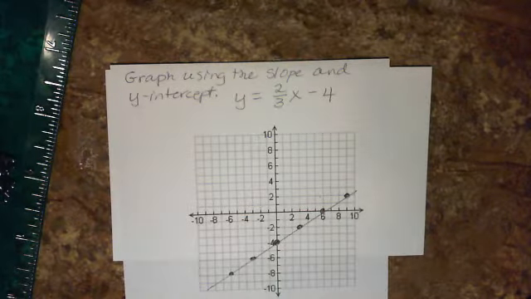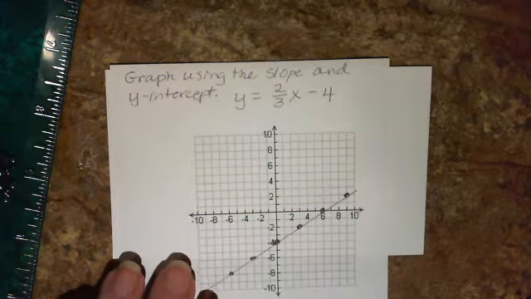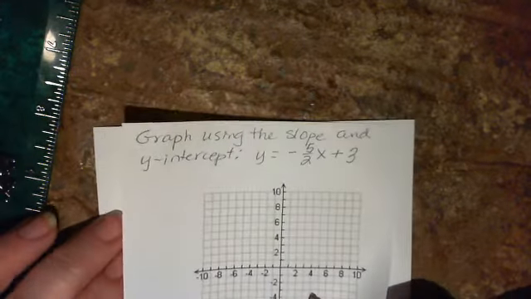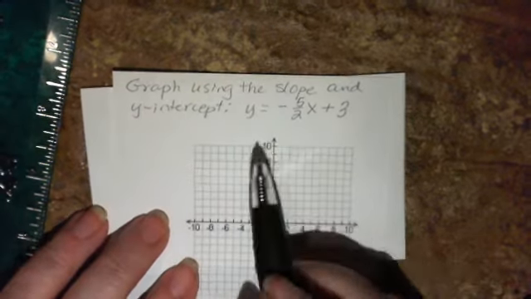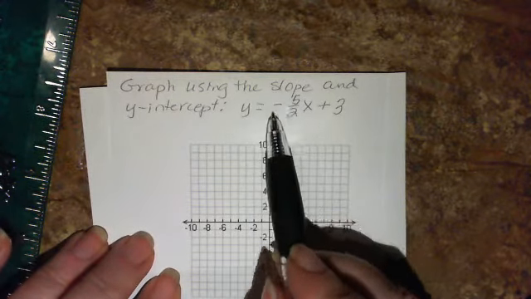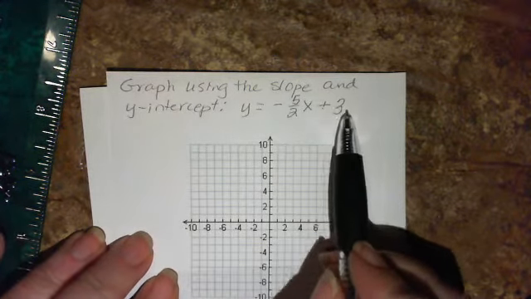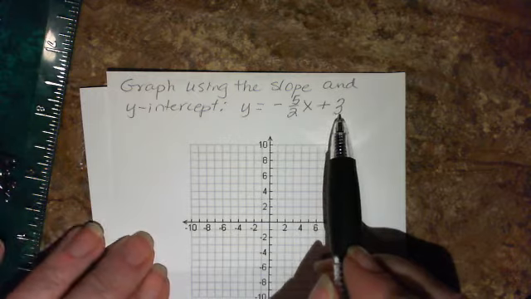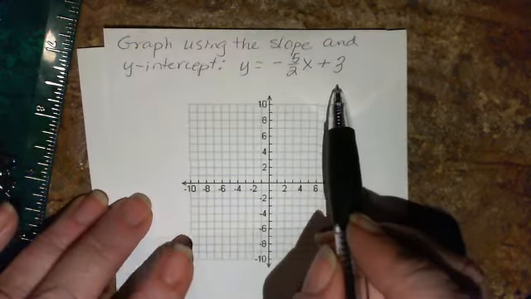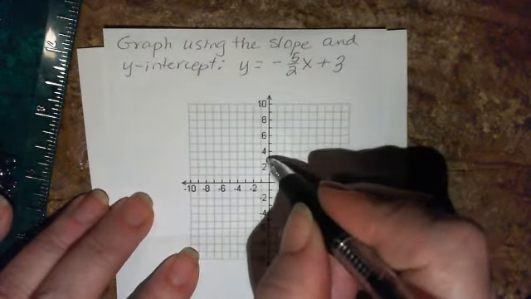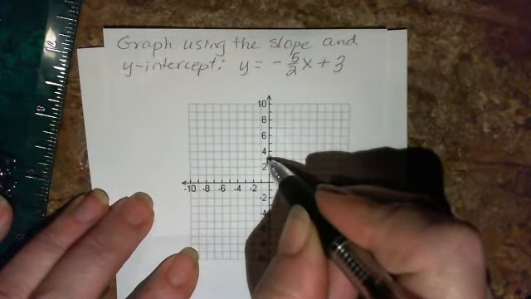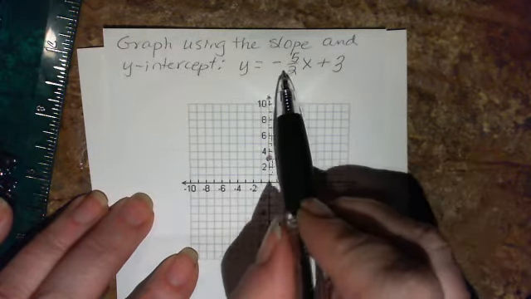All right, that's graphing using the slope and the y-intercept from the equation. Let's look at another one of those. Let's graph this one using the slope and the y-intercept. The form of the equation shows us the slope and the y-intercept. So our y-intercept this time is 3, or 3 on the y-axis. The point 0, 3 is this point.